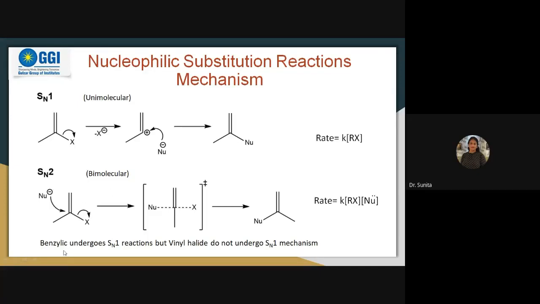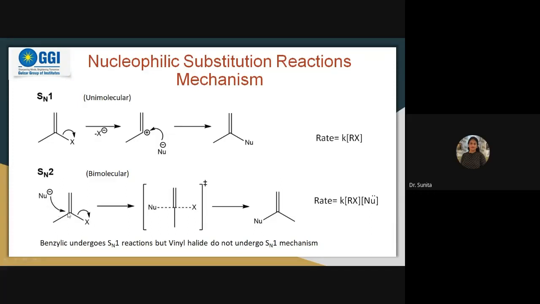And what is happening in the case of benzylic? If these sites are heavily substituted, then they will undergo the SN1 mechanism because of steric hindrance. If these sites are heavily substituted, it will be difficult for the nucleophile to attack.